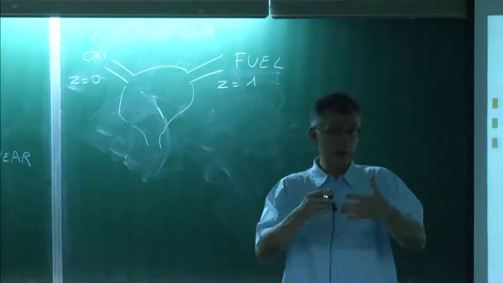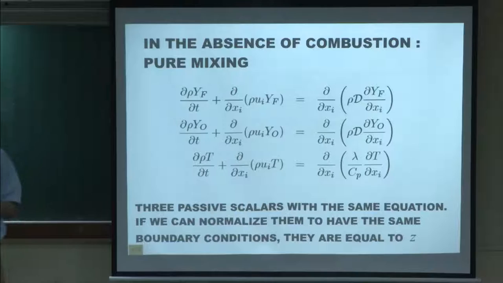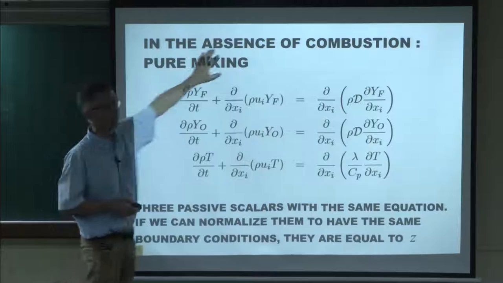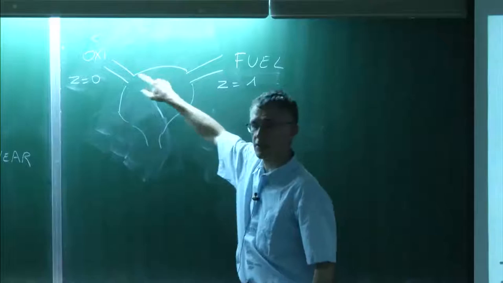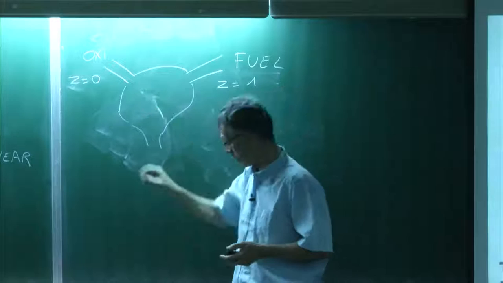So let's start with the first problem, which is actually a problem encountered in many other fields than combustion. If you look at pollution dispersion, that's what you do all the time. It's a problem where there is no heat release for the moment. So I've started my burner here. I've started injection of oxidizer and fuel, but I've not ignited. And I'm just wondering, can I solve these equations? Can I know the field of fuel mass fraction, oxidizer, and temperature? Because temperature can be different.